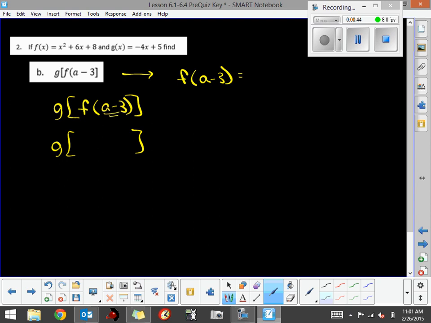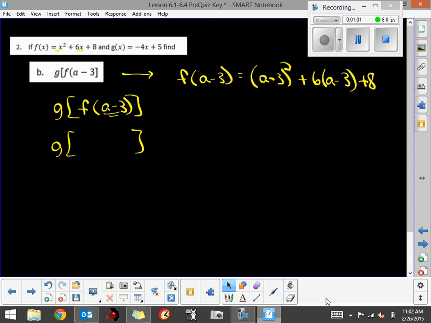Okay, now function f requires me to take your input and square it and then multiply it times 6. So this becomes (a minus 3) squared plus 6 times (a minus 3), then plus 8. So now I'm calculating what f at a minus 3 is. I saw a lot of people make mistakes when we square this binomial. Remember, when we square a binomial, we get a trinomial. If you're having trouble with that, put an a minus 3 times another a minus 3 and do your FOIL.